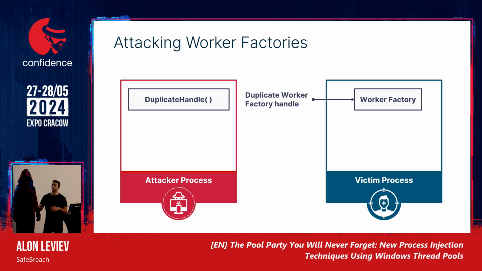So going back to one of the main reasons that we chose the thread pool as our target: all Windows processes have a thread pool by default, and consequently a worker factory object by default. So instead of going to the trouble of creating a malicious worker factory for a remote process, we can simply utilize the duplicate handle API to gain access to an already existing worker factory that the target process has. And this duplicate handle API is very simple. It accepts a target process handle and a handle value, and then it duplicates the handle from the target process to the current process.